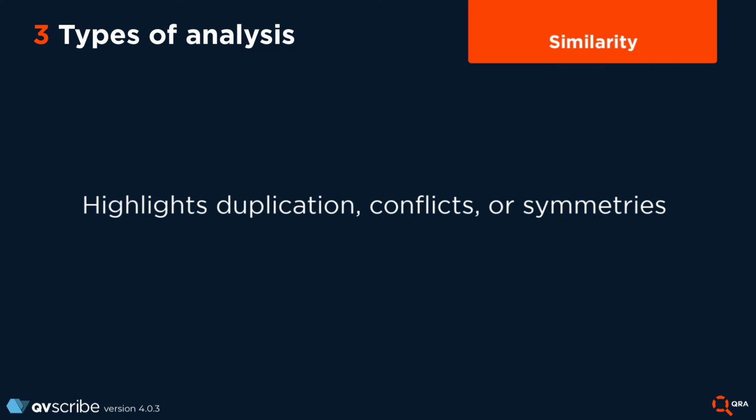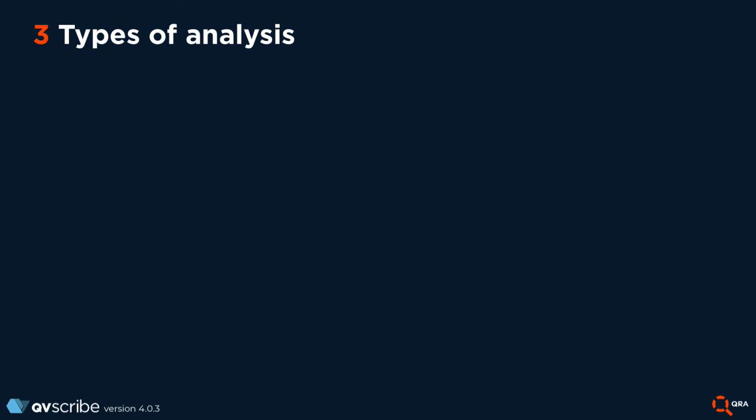And lastly, it looks at similarity. With similarity analysis, the goal of QVscribe is to analyze the terminology and structure of each requirement against all others, and then highlight duplicates, conflicts, and other similarities.